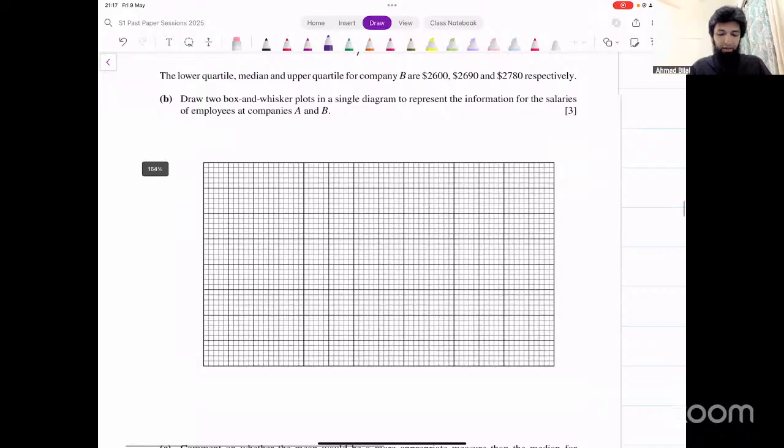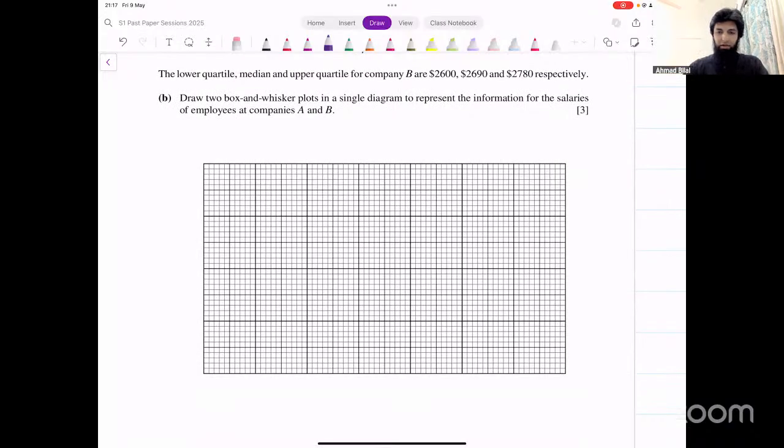Okay, let's look at the next part now. The lower quartile, median, and upper quartile for company B are given. We need to draw two box and whisker plots in a single diagram to represent this information for the salaries of employees at companies A and B. Okay. How do you do that?